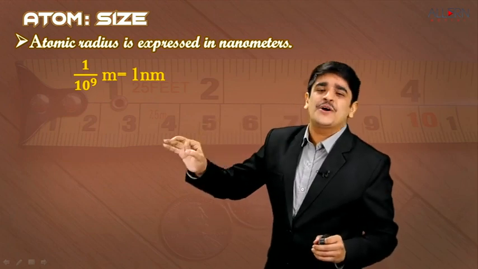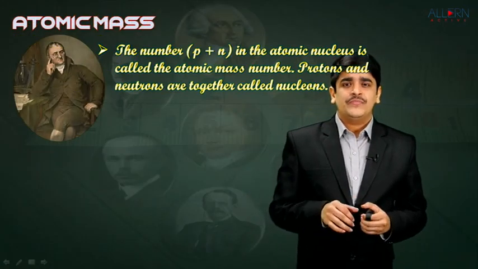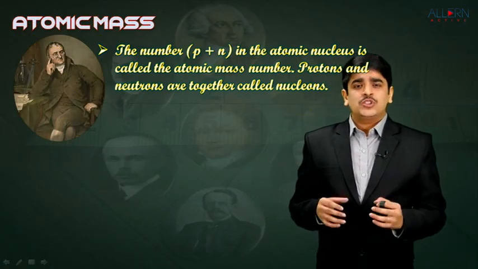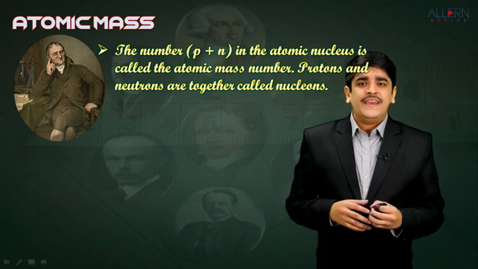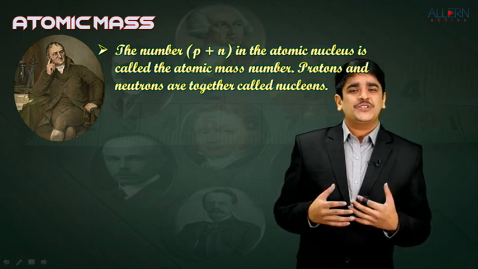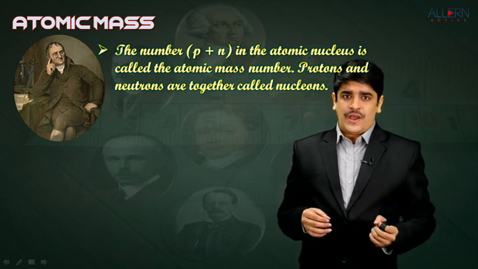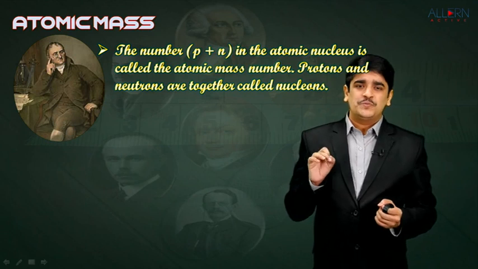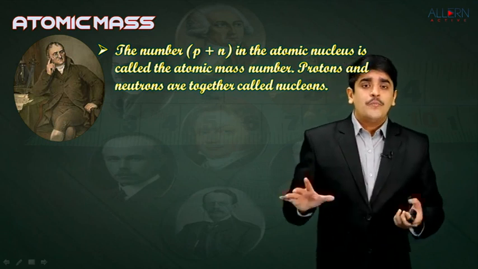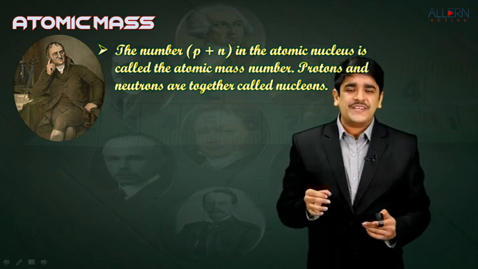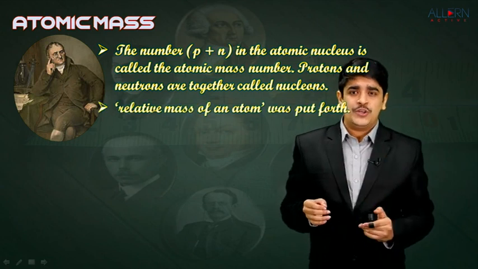Now, as far as atomic mass is considered, let's have a look. The number p plus n, which is called the mass number, in the atomic nucleus is called the atomic mass number. Protons and neutrons together are called nucleons. Why so? Because protons and neutrons, both of them are present in the nucleus. Both of them are residents of the nucleus. Therefore, both of them are called nucleons.